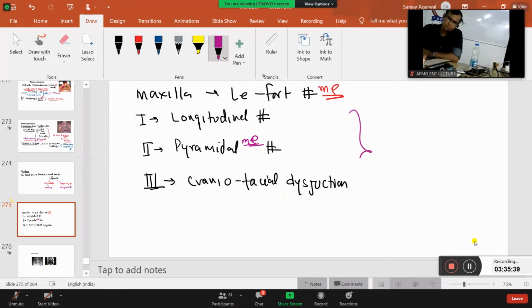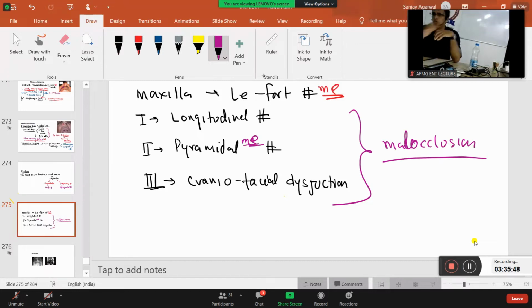What is the main problem? Malocclusion. What is malocclusion?